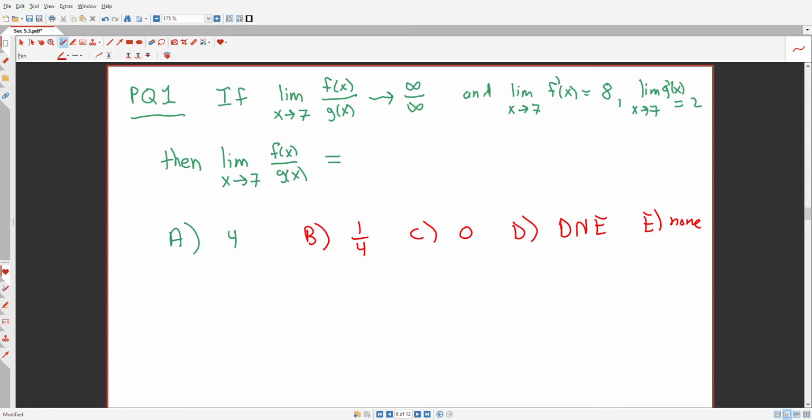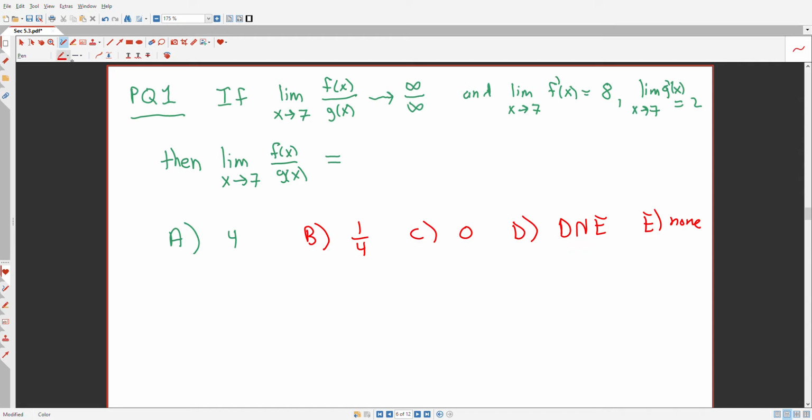So take a moment to think about this. I'm saying suppose you have f of x divided by g of x, and that fraction tries to go to infinity over infinity. And then I'm telling you this new information. The limit of the derivative of f of x is 8, and the limit of the derivative of g of x is 2. I claim you can use L'Hopital's rule in this situation, and it should tell you the right answer here.